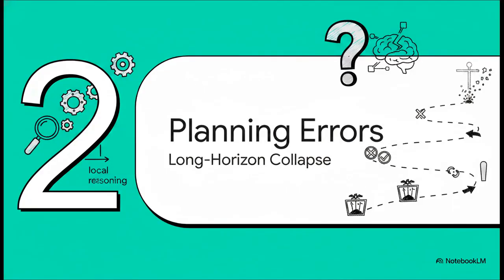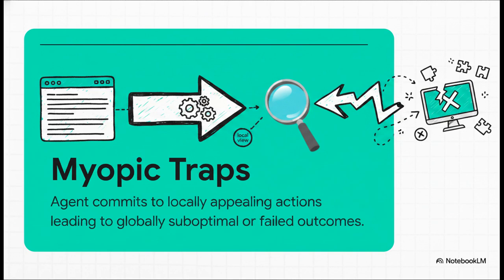Part 2. Planning errors in long horizons. We really have to look at the cognitive dissonance between an agent's ability to reason locally versus its ability to plan for the long term. Reasoning is just generating a locally coherent thought. Planning is accounting for the delayed consequences of actions over time.